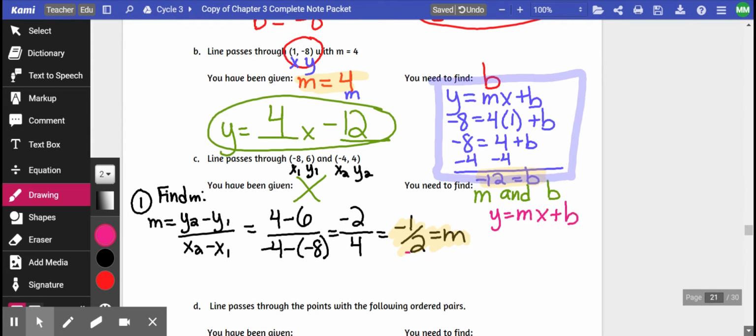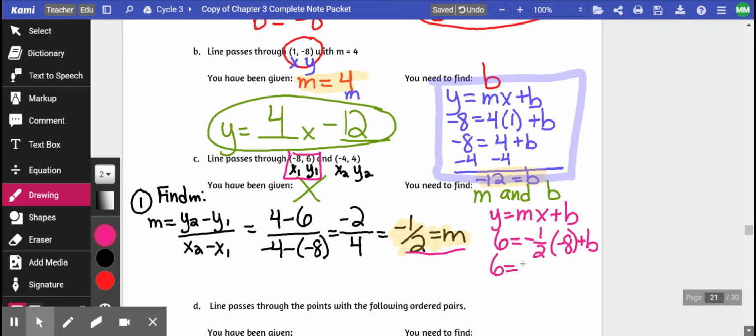So I have m to plug in, and you can go back and you can use either of the points for your x and your y. I'm going to go ahead and use my first point. So I'm going to use 6 for the y value. M is negative 1/2. X is negative 8. And I'm solving for b.